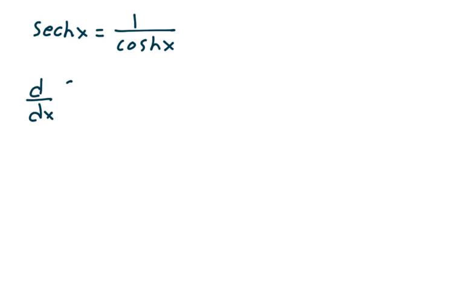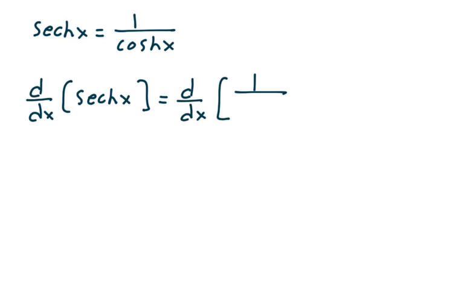If we look at hyperbolic secant x, this is 1 over cosh x. And so I'm going to differentiate both sides with respect to x. So the derivative of hyperbolic secant x with respect to x is the same as the derivative of 1 over cosh x with respect to x. But this is negative 1 over cosh squared x.